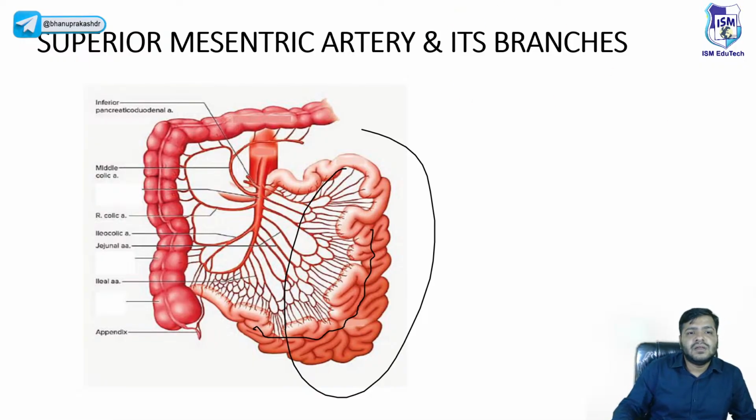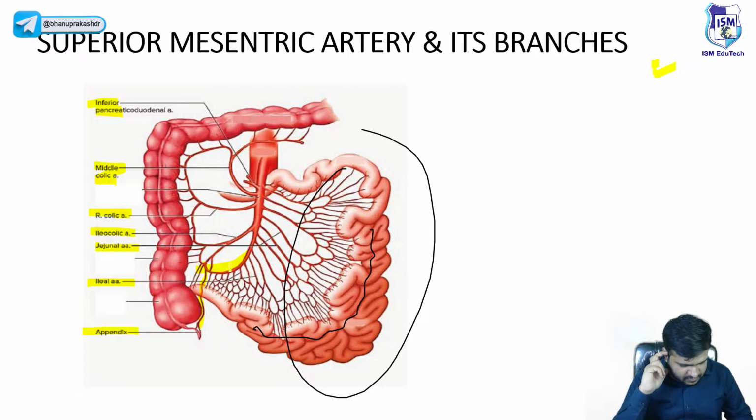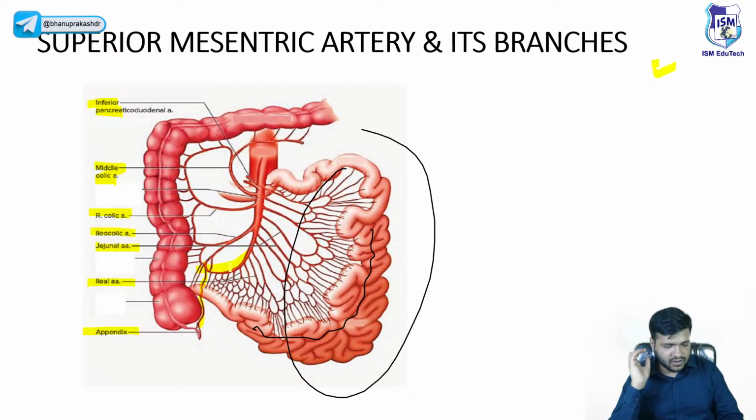So yes, we have the inferior pancreaticoduodenal artery, middle colic artery, right colic artery, ileocolic artery, jejunal arteries, ileal arteries, and the appendix part. You can see the appendicular artery coming from the ileocolic artery, right? I hope it is clear to everyone. Very good.